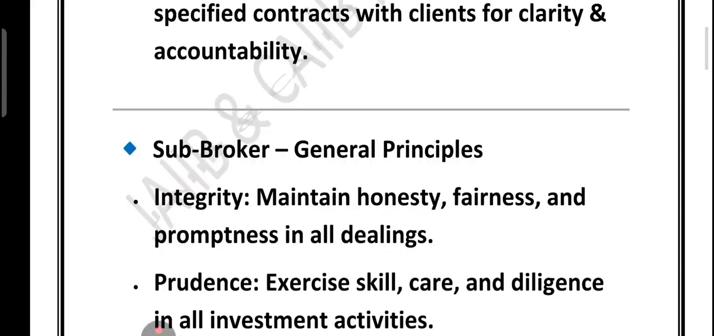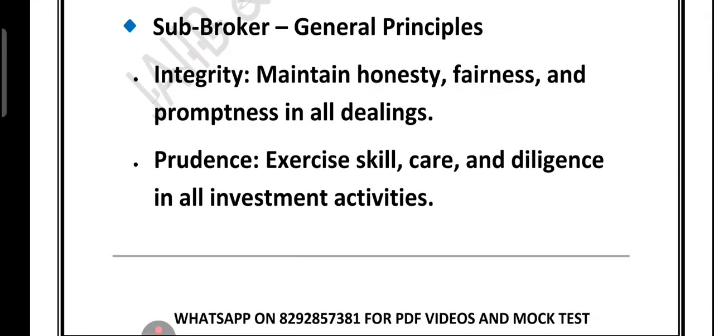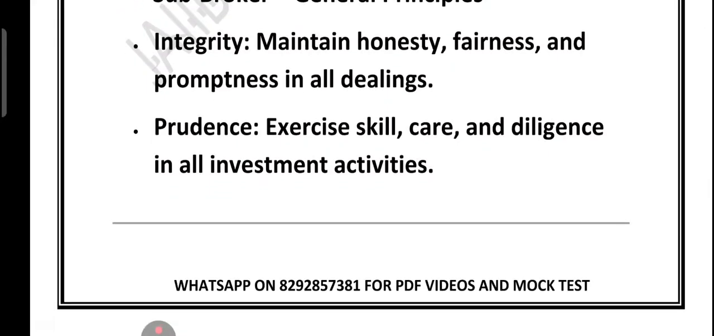Now let's move to the sub-broker. Sub-broker general principles: just like a broker, a sub-broker must maintain integrity, which means honesty, fairness and promptness in all dealings. They should also show prudence, which means using proper skill, care and judgment while handling any investment activity.